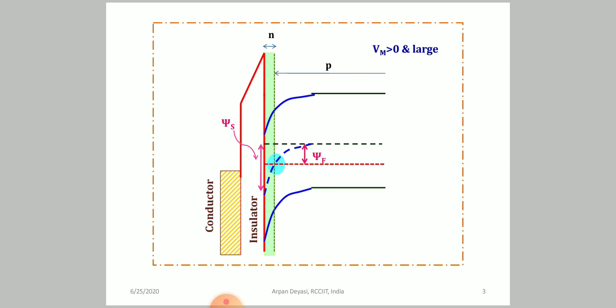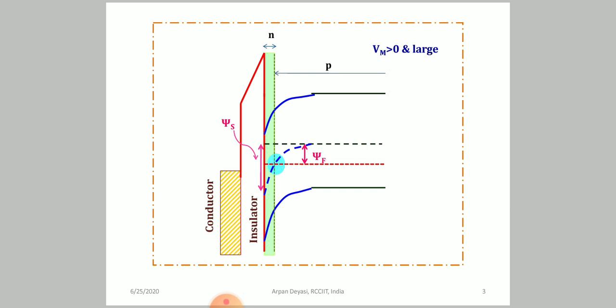And what is psi f? Psi f is the Fermi potential. What is that? The distance between the intrinsic and extrinsic Fermi levels. But where is it measured? Not at the part where the intrinsic Fermi level starts to bend, but at the part where both are parallel. And psi s is the surface potential. What is that? That's the total amount of bending of the intrinsic Fermi level. And where is it measured? It is measured at the surface of the semiconductor, that is, at the insulator-semiconductor interface, which is very much required for this measurement.